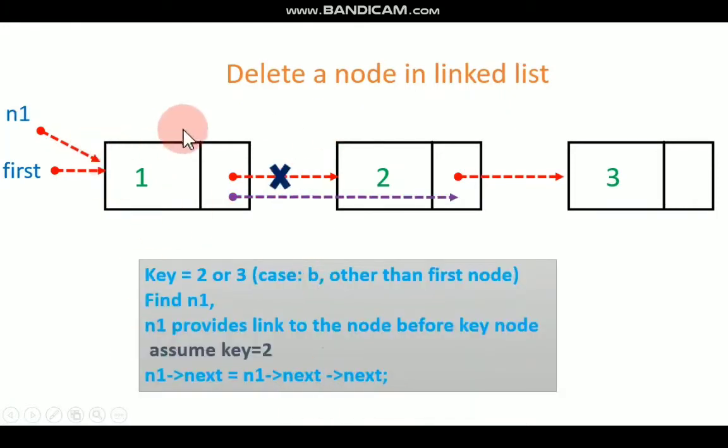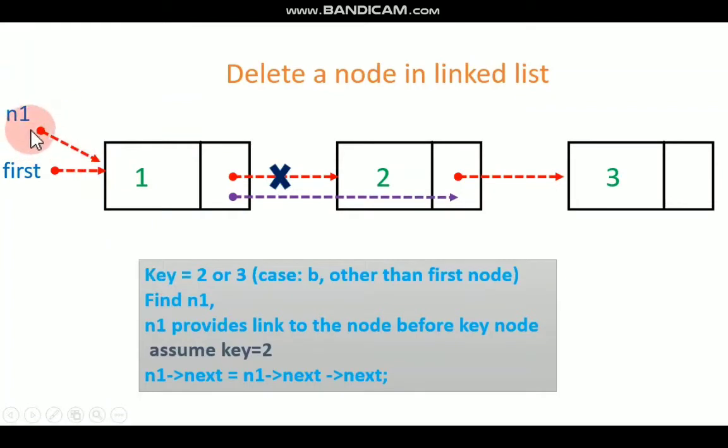Case B, where you are not deleting the first node but a node in between the linked list. It is available in between the linked list. So for that again we need to find the N1. N1 provides a link to the node before the key node. Suppose you want to delete the node 2, so your key value is 2, then you need to reach one node before the key node, that is one node before the node 2. So my N1 will be here. So again you can check that condition: N1 arrow next arrow item is equal to key. You can keep on increasing the N1.